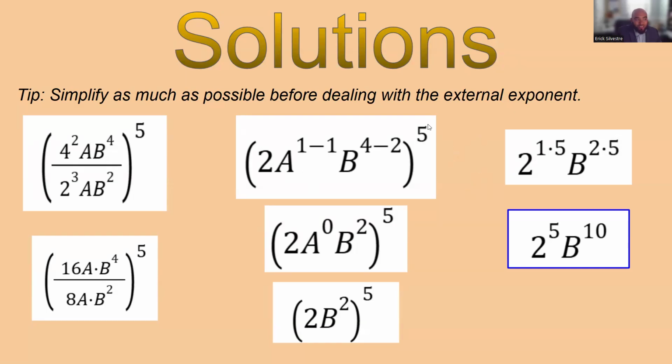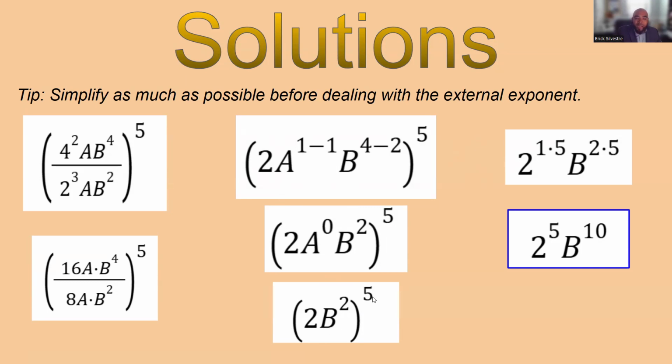I have not touched the outside exponents yet. I have to simplify the inside first before I move on. So I have 2. I know that a to the 1 minus 1 is a to the 0. And we know that b to the 4 minus 2 is b to the 2, to the second power. And we know that a to the 0 is equal to 1. So we have 2 times 1 times b to the second power. This right here is in the simplest form inside of the parentheses.